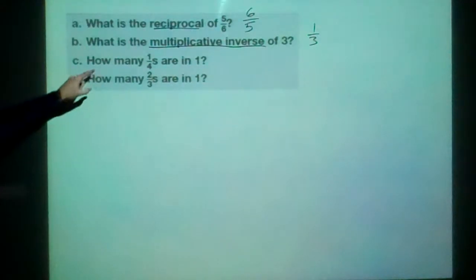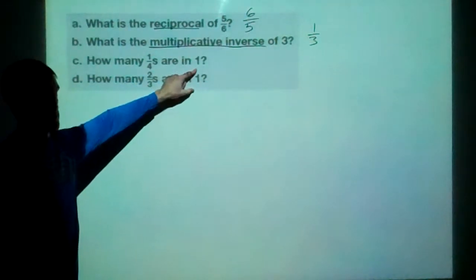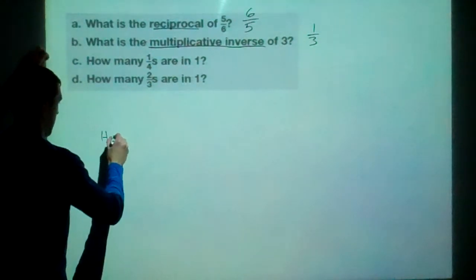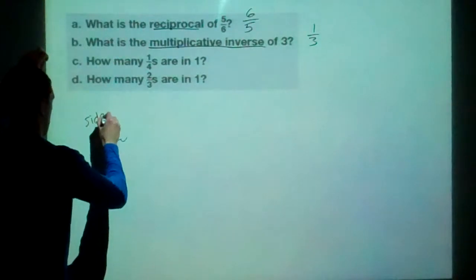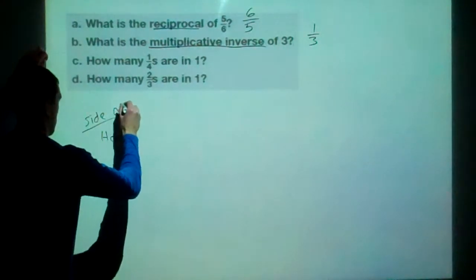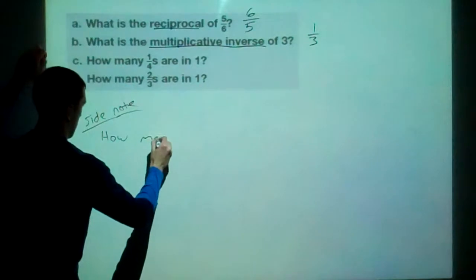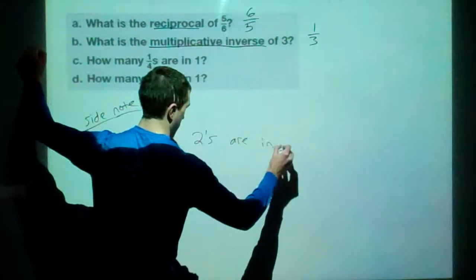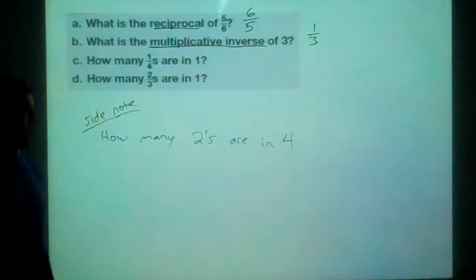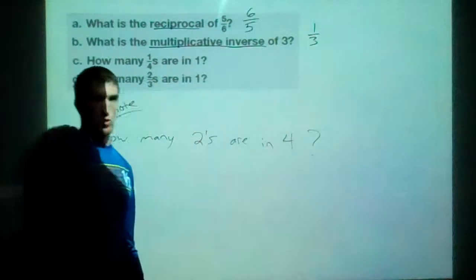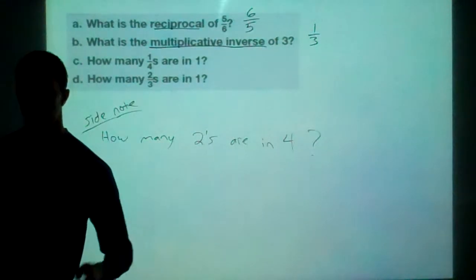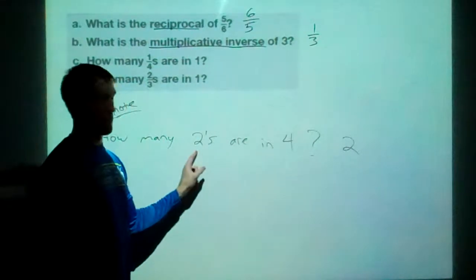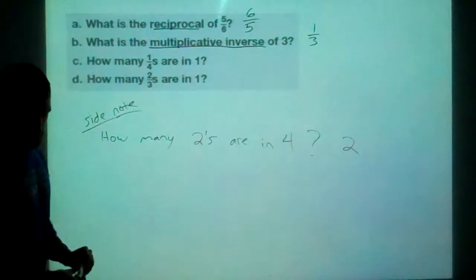Alright? How many 1/4 are in 1? This is basically saying, side note here, how many 2's are in 4? So if we thought about this question, how many 2's are in 4? Well, 2 2's go into 4, so the answer to this would be 2. Or basically, 4 divided by 2. That's how we would get that answer.